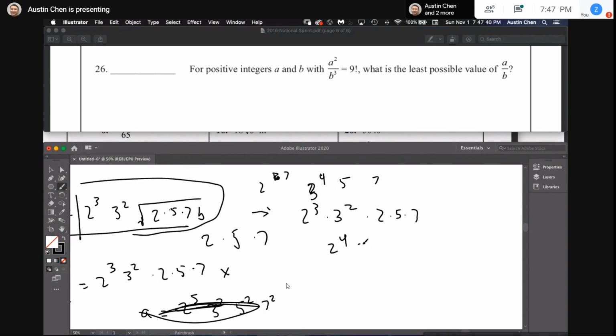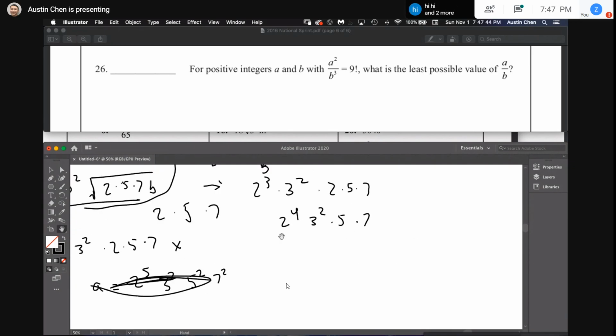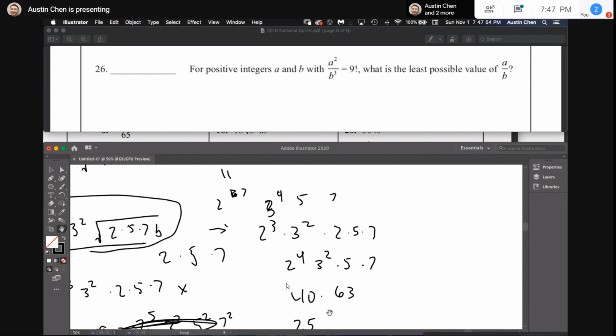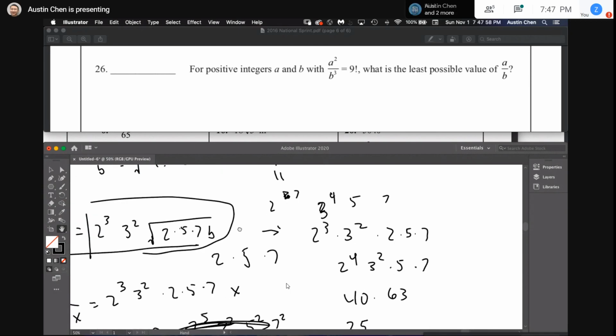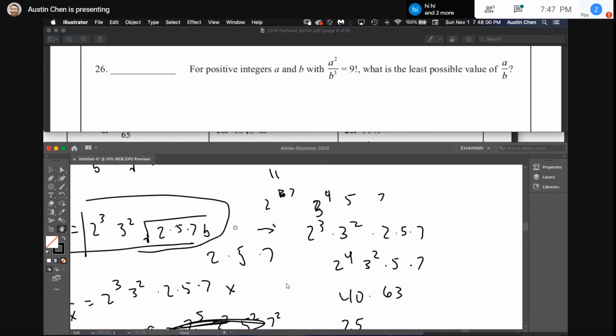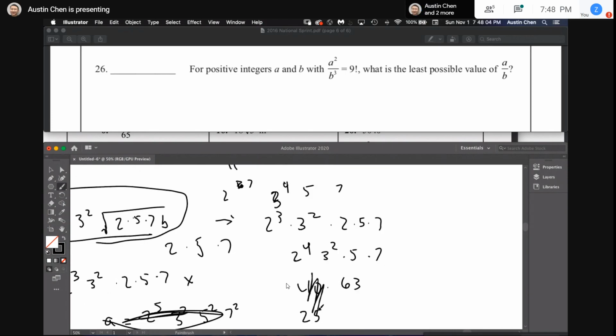It will be 2 to the 4th times 3 squared times 5 times 7. So this will be 40 times 63, which is then 25... Uh-oh. I think I made a mistake somewhere again. Oh, this is 16. Whoops. Oh my gosh, I'm just making so many mistakes today.